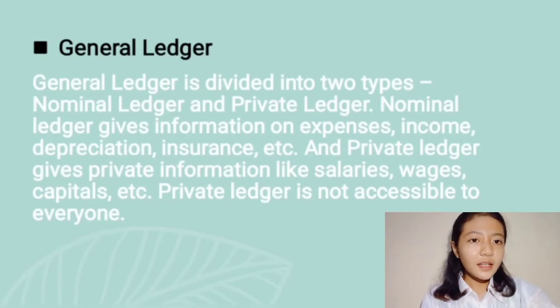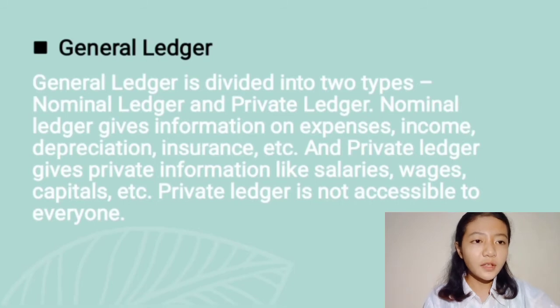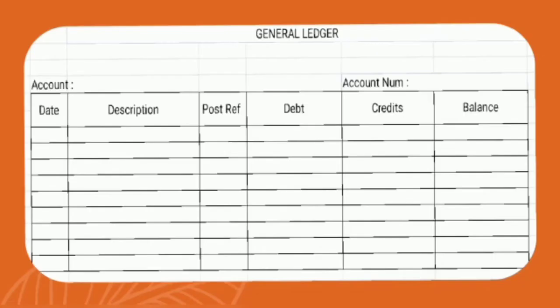General ledger. The general ledger is divided into two types: nominal ledger and private ledger. The nominal ledger gives information on expense, income, depreciation, insurance, and others. And the private ledger gives private information like salaries, wages, capital, and others. The private ledger is not accessible to everyone. This is an example of a general ledger format.